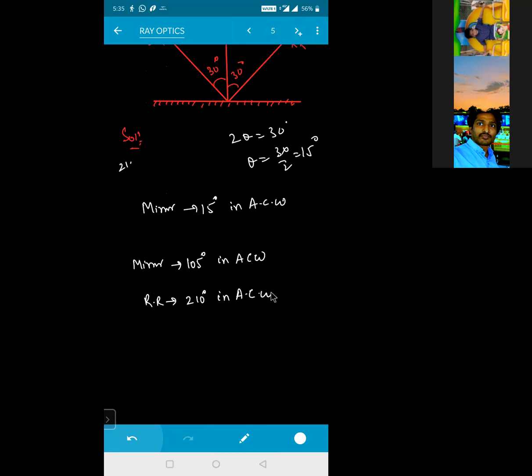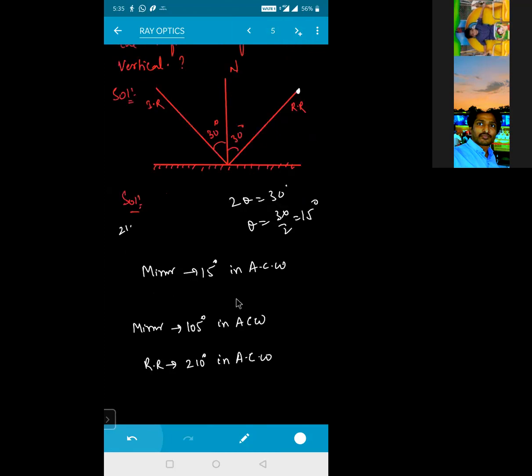The reflected ray comes all the way down, right? Will it become vertical or not, he is asking. Vertical means he is not telling only positive vertical, it can be negative vertical too. It can be anything. So if this is 30, and if it is coming here, vertical right now, this one is how much? 180.